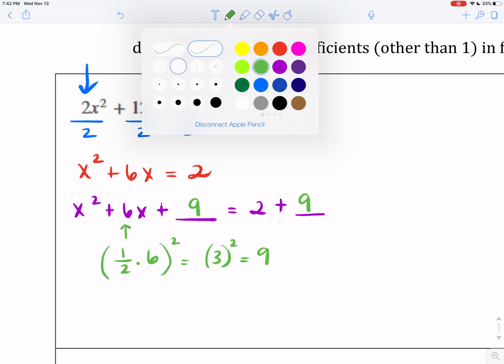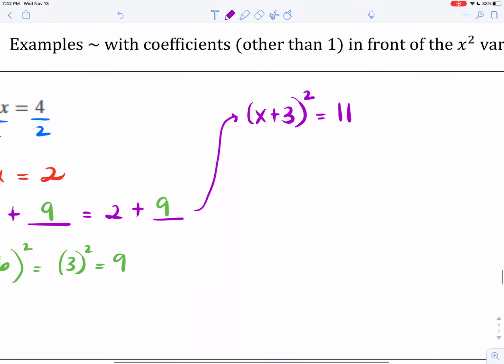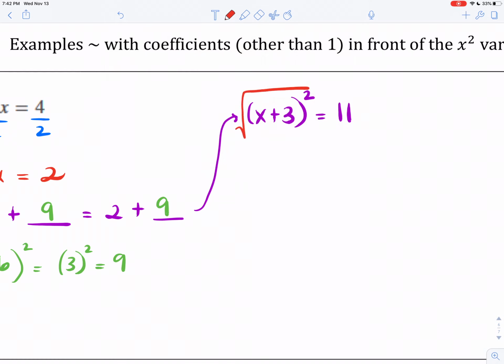Now, when I go to factor that, I'm going to have x plus 3 times x plus 3. That's x plus 3 squared. And on the right-hand side, of course, 2 plus 9 is 11. And that's where I'm trying to get. I'm always trying to get to a point where I have something squared equal to a constant, because at that point, I can take the square root of both sides, as long as I remember the plus or minus for the constant term. So this will become x plus 3 is equal to the plus or minus square root of 11. And then to get x by itself, I will subtract 3 from both sides.